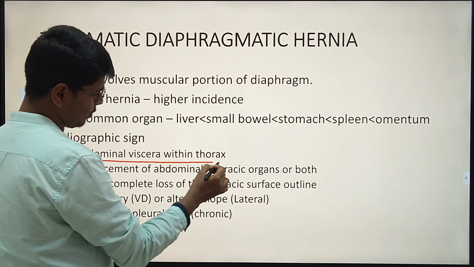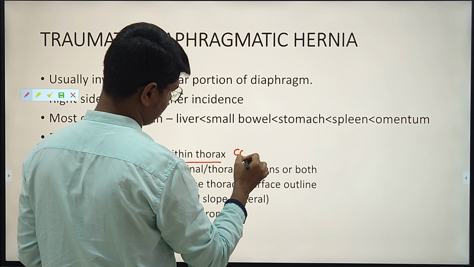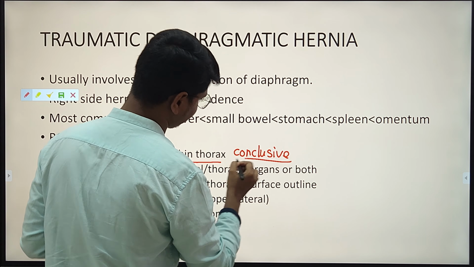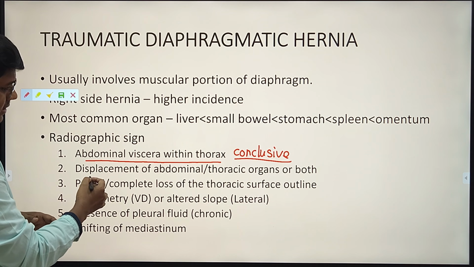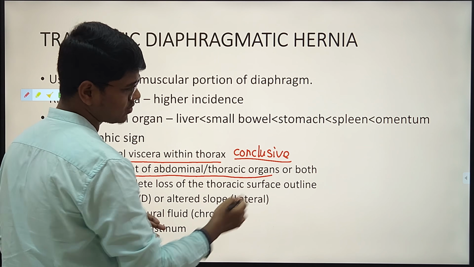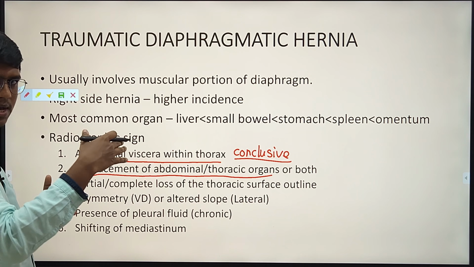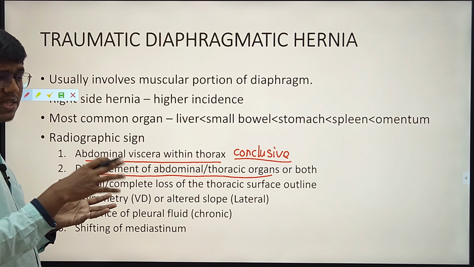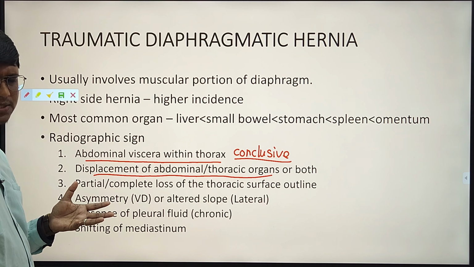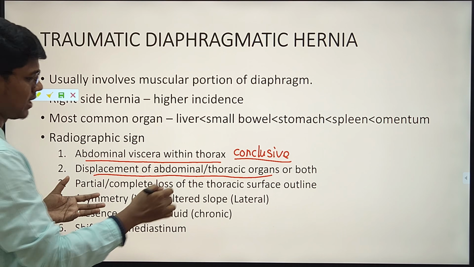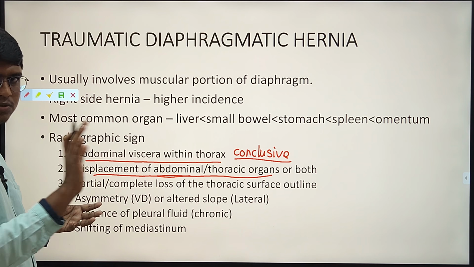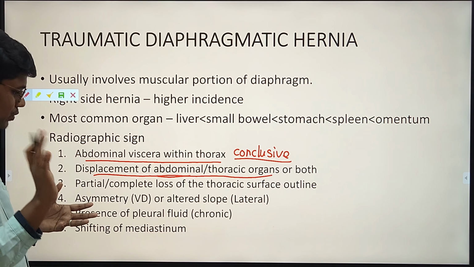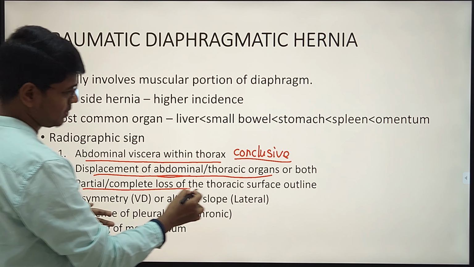The abdominal viscera within the thorax, this is the conclusive sign of diaphragmatic hernia. There are some other signs: displacement of abdominal organs, thoracic organs, or both. When something is herniated, the abdominal organs might get displaced, and for that you have to take an additional radiograph of the abdomen. Also when the abdominal organ pushes into the thorax, the thoracic organs might get displaced, or sometimes both happen.